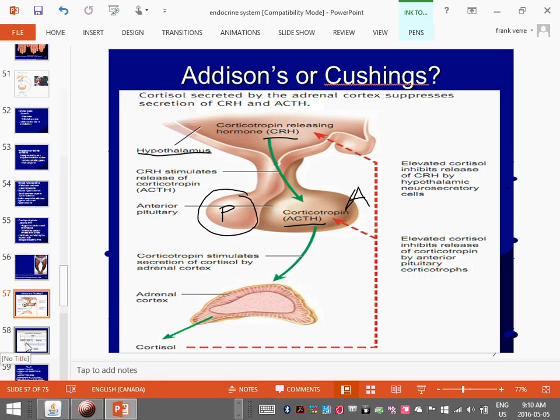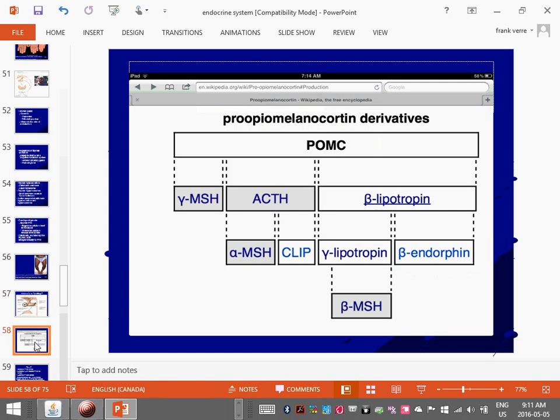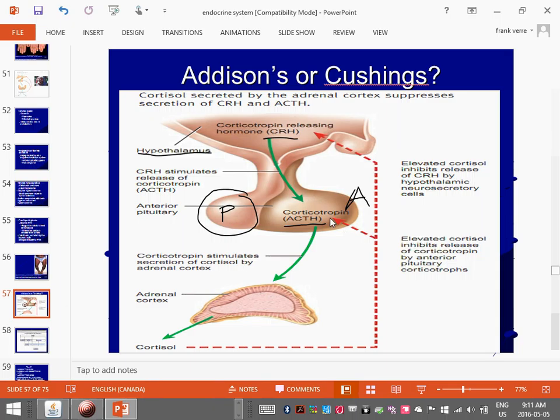I want to show you this little chart here, and I want to see if you can figure out something. One of the things I want you to understand is how this thing is regulated, but also when issues pop up, can you explain the issue? So this chemical over here, ACTH, you can see, is right here. So it's involved in the release of cortisol.